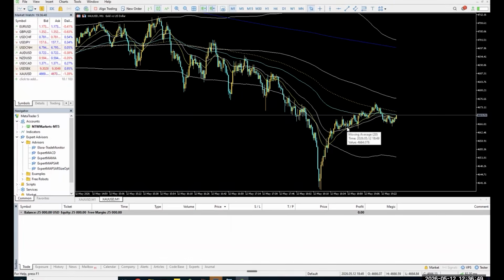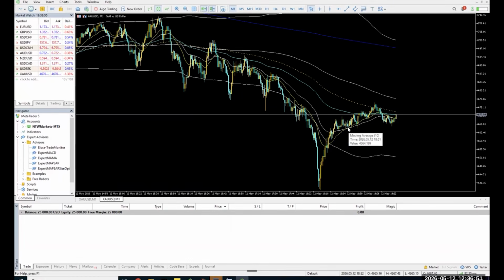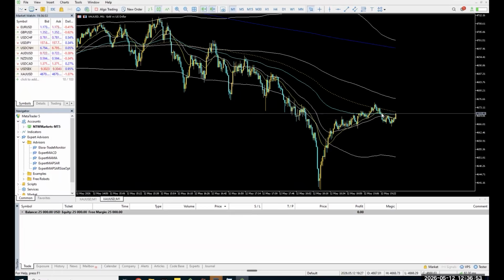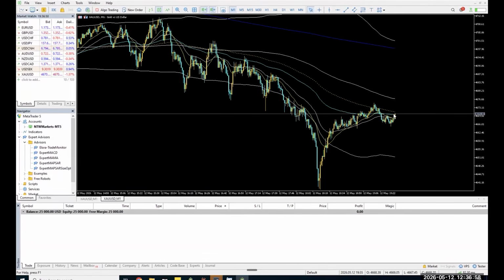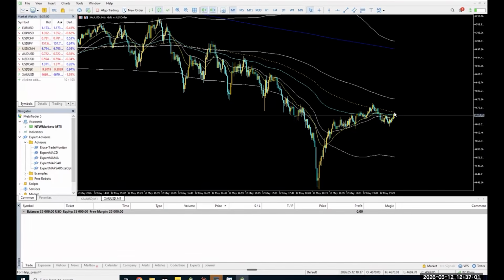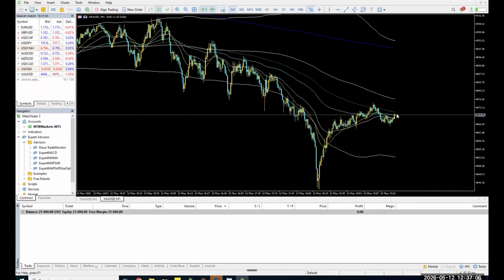So every time yellow crosses white, which is the 10 crossing the 20, that's a confirmation. 10 crossing 50, that's a confirmation. 10 and 20 crossing 50, that's a confirmation. 50 crossing 200, that's a confirmation. 10, 20, and 50 crossing 200, that's a confirmation.